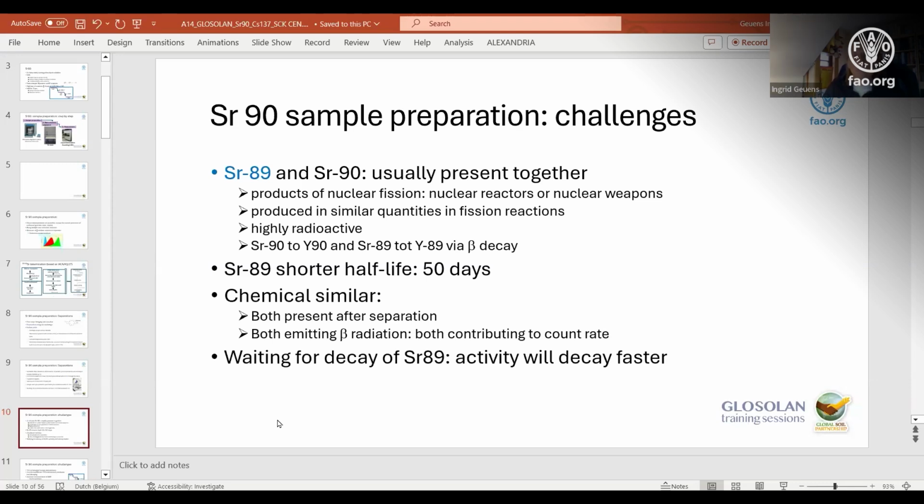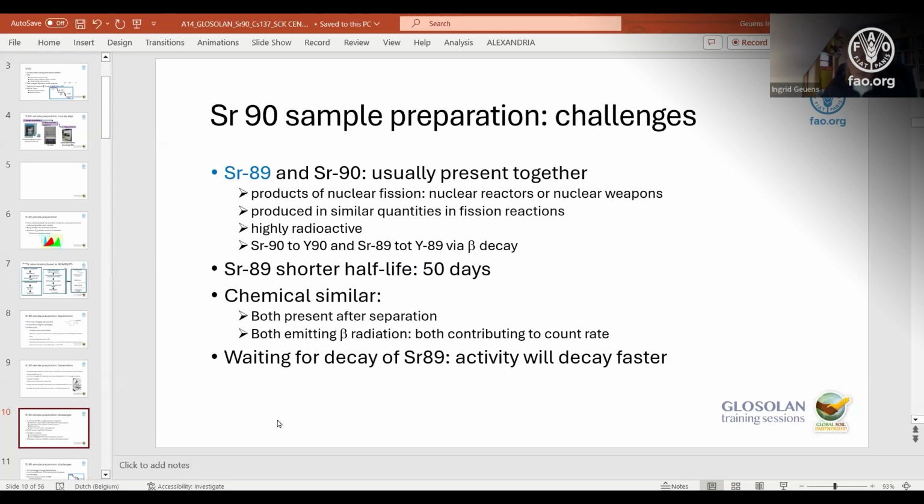The good thing is that strontium-89 has a shorter half-life. The decay is very fast, the half-life is 50 days, while for strontium-90 it is 29 years. So although they're both present normally, surely if they're freshly produced, most of the time, if you're doing sampling, the strontium-89 is already gone or almost gone.